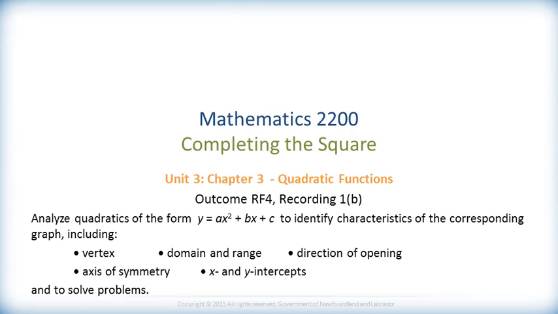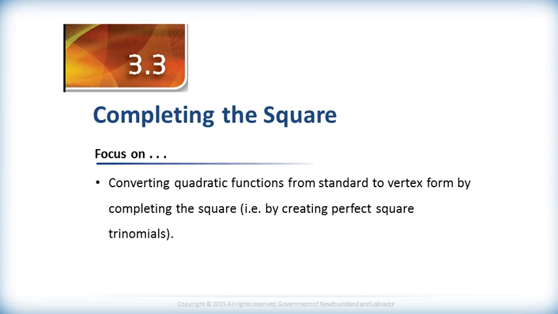Welcome to Recording 1B in our series on completing the square for Unit 3, Chapter 3 of quadratic functions. We look here at how we can convert quadratic functions from standard to vertex form by a process called completing the square. That is, using the skills learned in Recording 1A for creating perfect square trinomials.